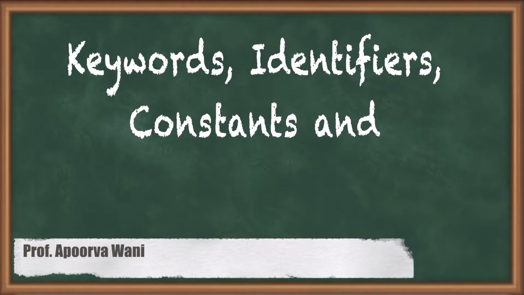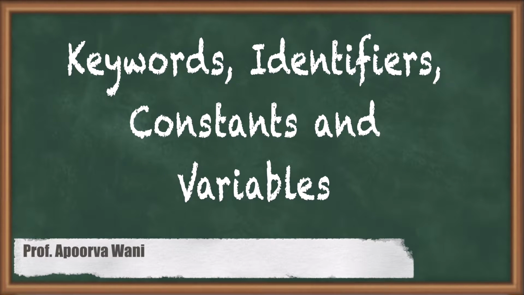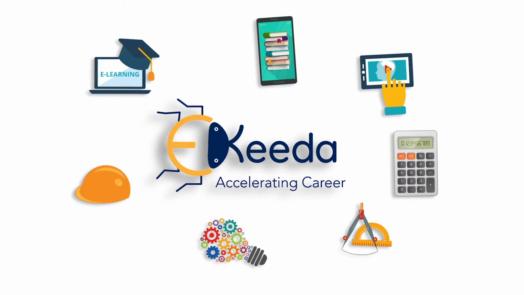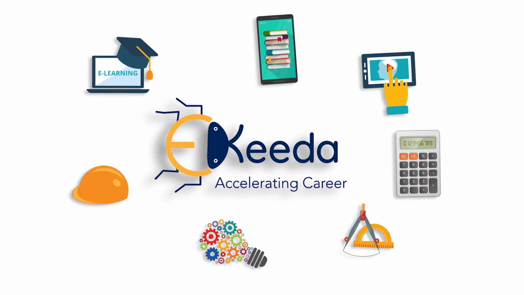Hello friends, in this video we are going to see the keywords, identifiers and constant variables which we can define for C programming. First we have to see what are the characters we can use to perform any C program.